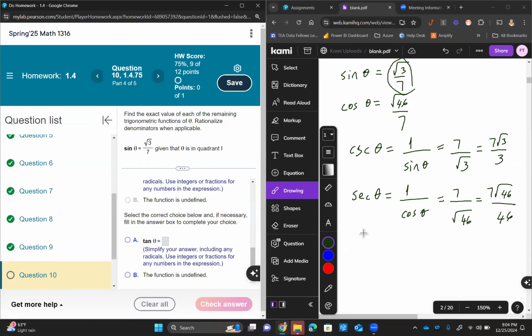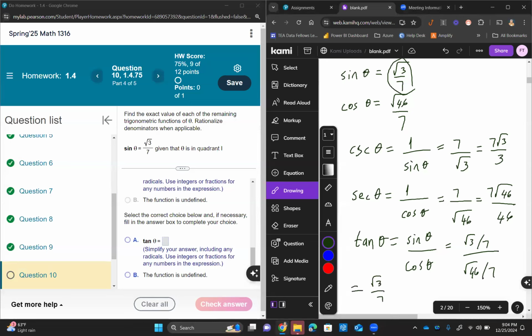Now it's asking me to find the tangent of theta. So tangent is always sine over cosine. This is called the quotient identity. The sine value is √3/7, and the cosine value is √46/7. When I'm dividing two fractions, the rule is always copy the first one and multiply it by the reciprocal of the other one. So the top 7 and the bottom 7 simplify, cancel out.